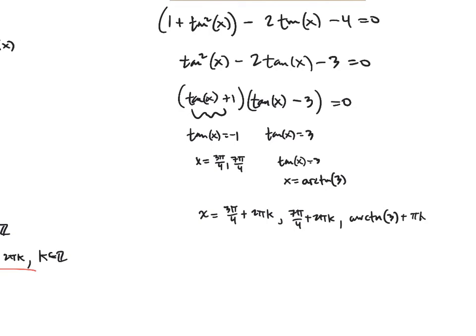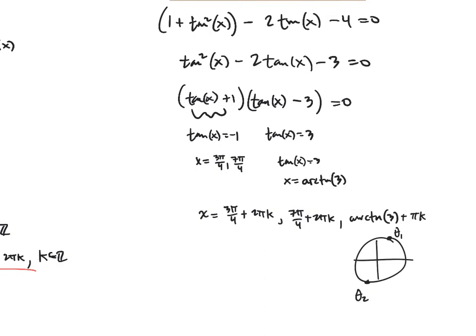plus pi k. Now, you might be asking why plus pi k, because the arctangent is 3. Let's say the arctangent is 3 here, right? Let's call that theta 1. It's also going to be 3 down here at theta 2. So this is covering two solutions forever.